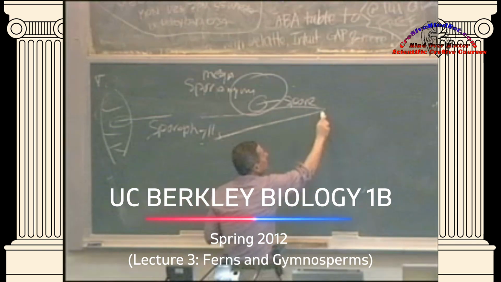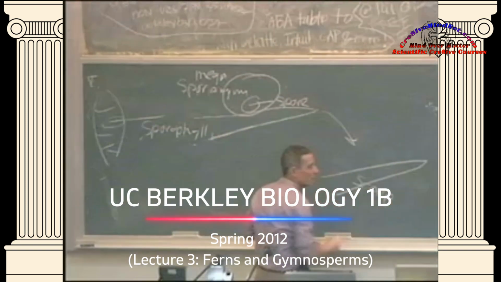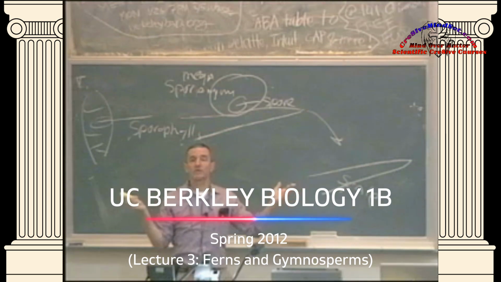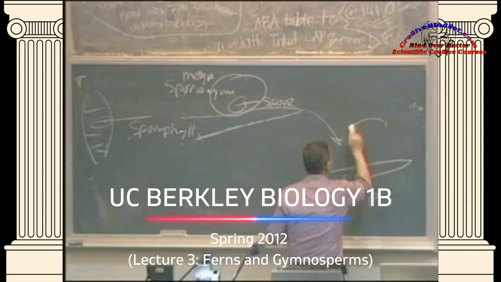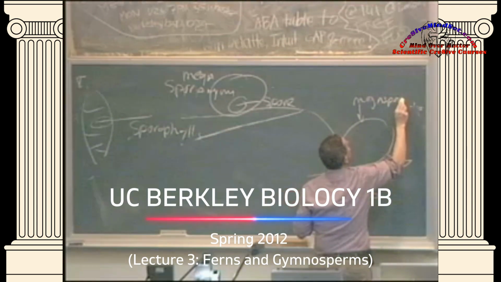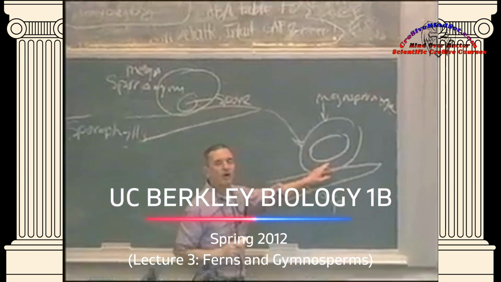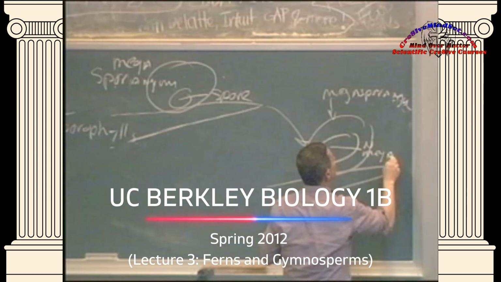Okay. Here's that scale again. What does a spore become? What does a spore germinate into? What does a haploid spore become? Which plant? Gametophyte. Okay. So here we have the megasporangium with a spore that has germinated into a N megagametophyte.